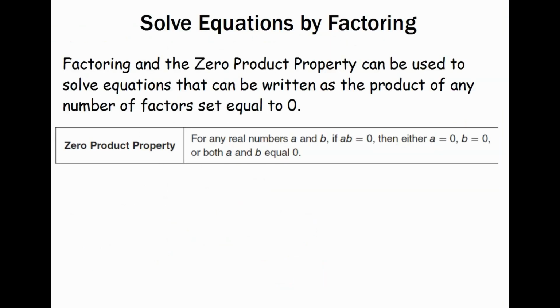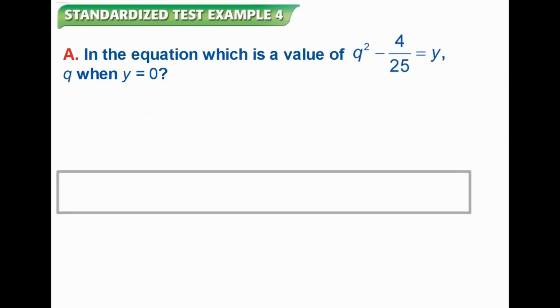Just like the previous lessons, we will be using the zero product property to solve the equation. And just keep in mind, you always have to have it equal to 0 and in multiplication. The last example of this lesson, the standardized test example number 4. In the equation q squared minus 4 over 25 is equal to y, what is the value of q when y is equal to 0? So here's the thing, you're looking for the value of q when y is equal to 0. So if I set this equal to 0, this is good to go with the zero product property, except you have to factor this form.